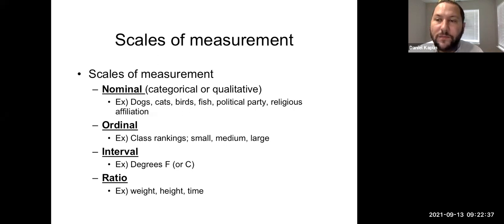Interval data, interval is where we now have equal units of measure. However, we don't have an absolute zero necessarily. So if you get a 0 on this measure, it's not an absolute 0.